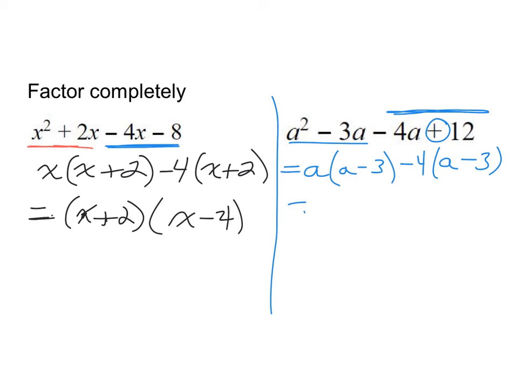And then again, we have a common factor of a minus 3, and a minus 4 is the other 2 terms for the bracket. And that's a summary of using common factors in various situations.